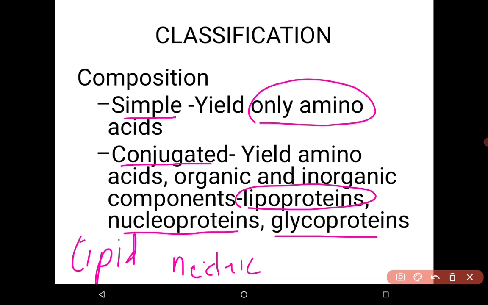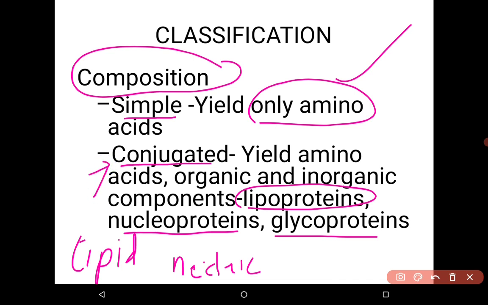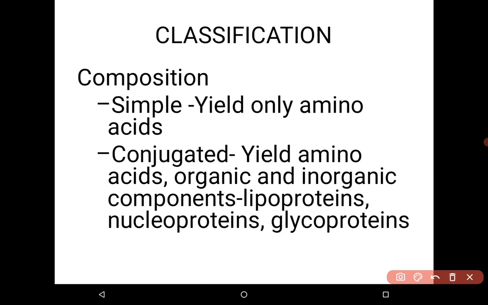So based on the composition, meaning what makes up that protein: if the only thing making up that protein is amino acids, it's a simple protein. But if that protein contains not only amino acids but other biomolecules such as lipids, nucleic acids, carbohydrates, these fall under the conjugated proteins. And here we have lipoproteins, nucleoproteins, and glycoproteins.